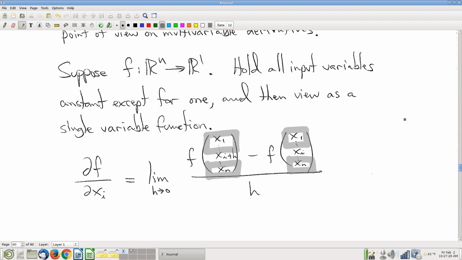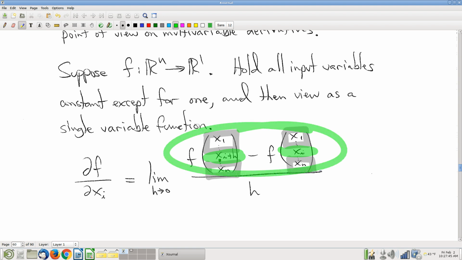Okay, how about step one? Let's turn it into a single variable function by decree, right? And now that we have a single variable function, we take the plain old Math 111L derivative. Notice that we put in x plus h and then subtract the value when we put in x. Subtract, divide by h, take a limit. It's the good old single variable derivative of that resulting single variable function. Okay. So this is called a partial derivative.